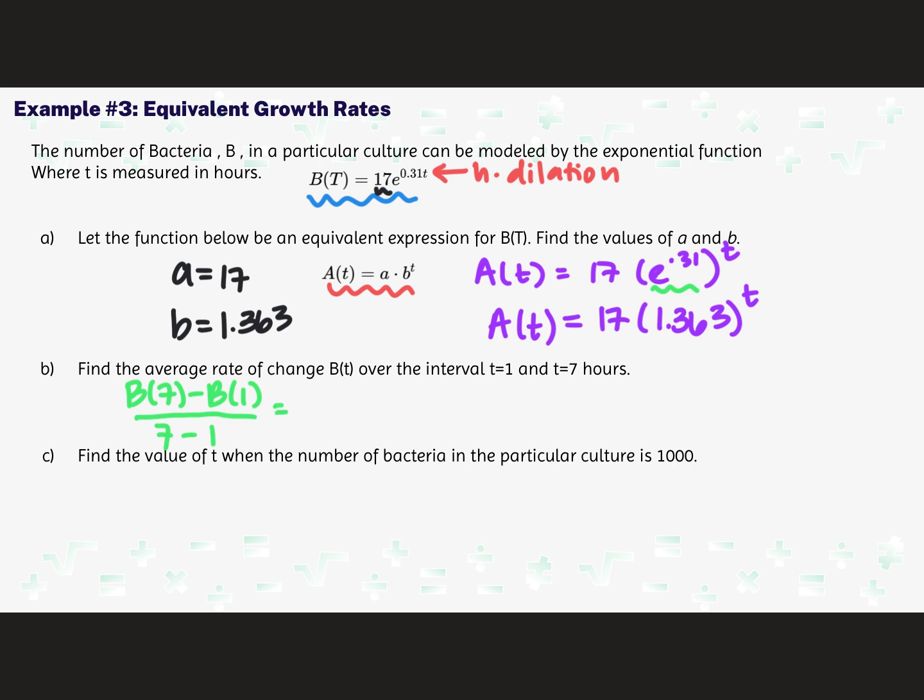At hour 7, it looks like we have an output of 148.891. At hour 1, we have an output of 23.178. And then we'll divide that by 6, 7 minus 1. So if I use a calculator to help me simplify that numerator, we get 125.713. Divide that by 6 to find the average rate of change on that interval, which is going to be 20.952.